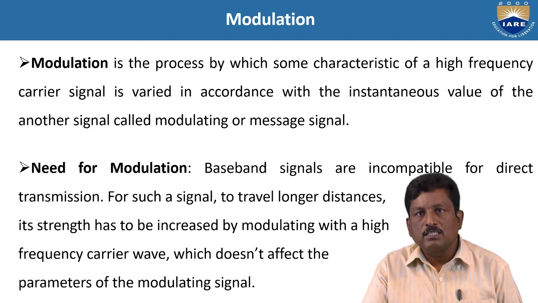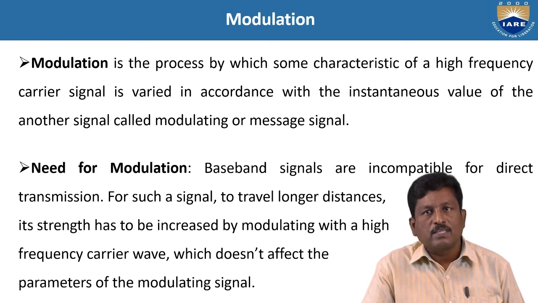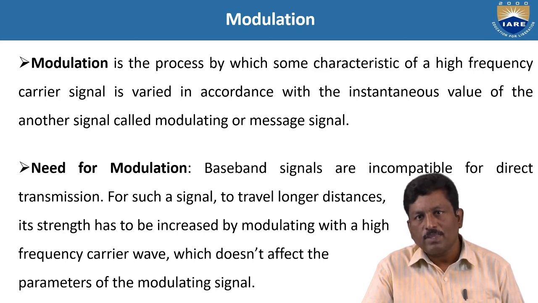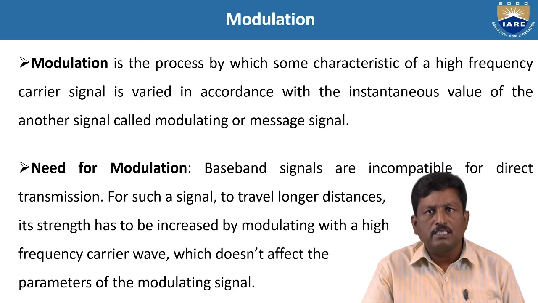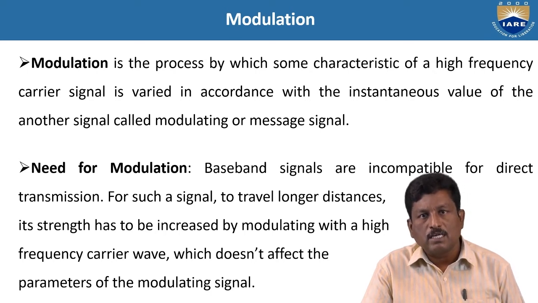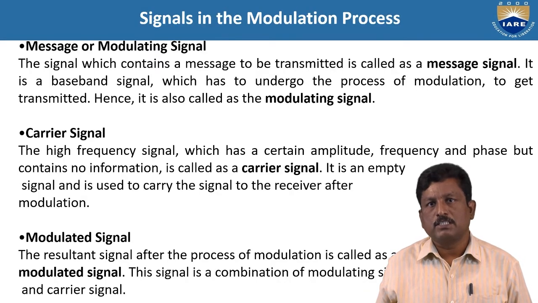So overall, you can say that modulation is the process by which the characteristics of a high frequency signal called the carrier are varied in accordance with the instantaneous value of the modulating signal. So that is the definition. In a single word, you can say change. Change is nothing but change of properties of the carrier signal. So already you discussed it.